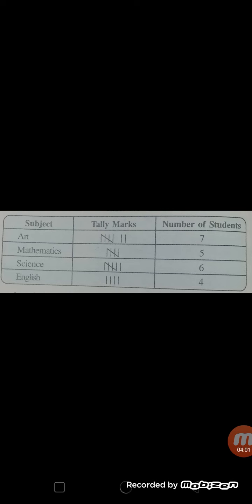Now your homework is exercise 5.1 question number 2. I am repeating this again. Exercise 5.1 question number 2. You have to make a frequency distribution table like this and also draw a bar graph. And question number 1 also you will try to answer by yourself in your book only. And question number 2 you will do in your maths copy.